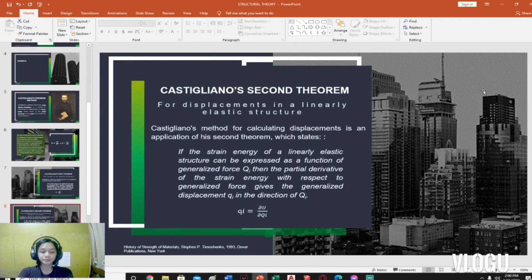Castigliano's second theorem. It is for displacement in a linear elastic structure. This method is for calculating displacement. In application for his second theorem, which states, if the strain energy of a linear elastic structure can be expressed as a function of generalized force, then the partial derivative of the strain energy with respect to generalized force gives a generalized displacement in the direction. So this is the formula for the second theorem of Castigliano.